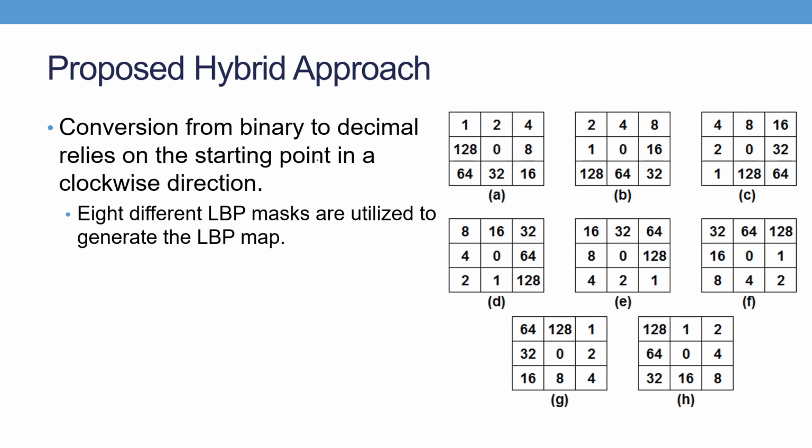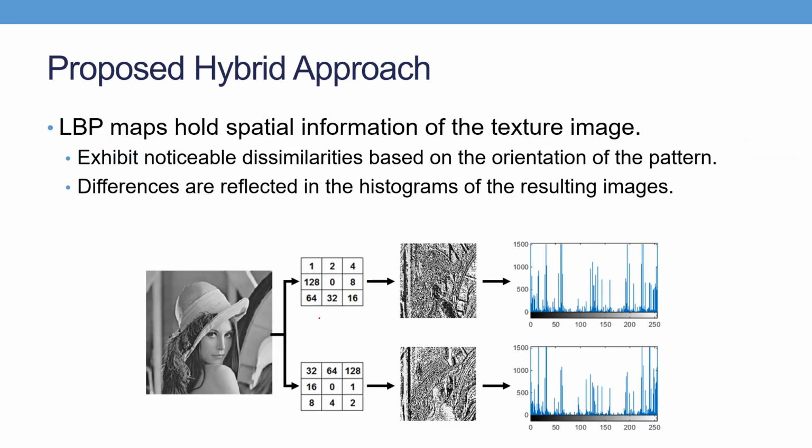What's the idea? First, the conversion from binary to decimal relies on the starting point. So we can convert that binary sequence to different decimal values based on the starting point. We can start here, or we could start here, or here. So we have 8 different possibilities to generate an LBP map. Here we have an example.